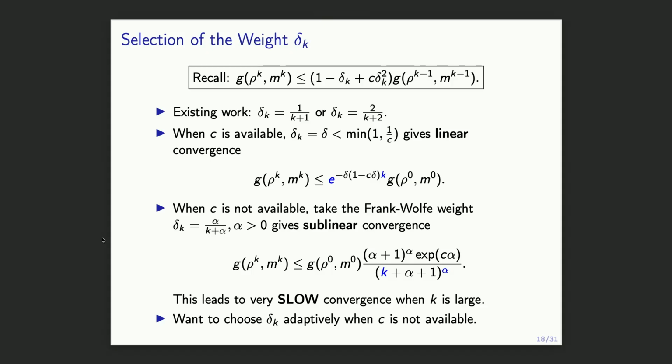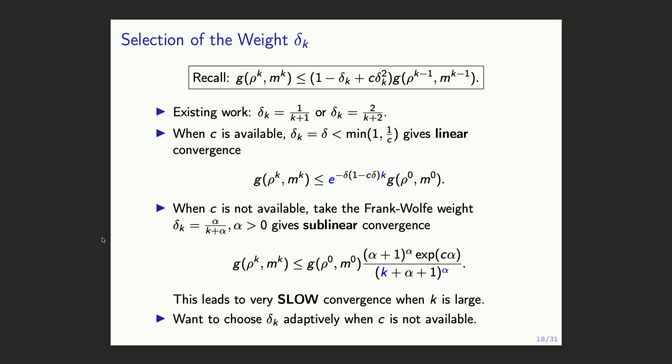So with this analysis, there is something we can do to accelerate the algorithm. For all the existing works, they naively take delta k to be 1 over k plus 1 or 2 over k plus 2. So if you see here, the improvement you get every step is proportional to delta k. So if you have run the algorithm for a long iteration and delta k becomes very small, the improvement you will get will become very small. And that leads to a slow convergence, people observe it, but they don't have the solution to it.